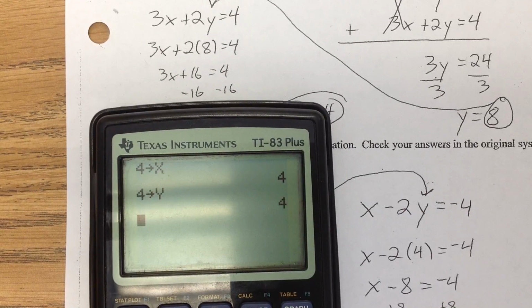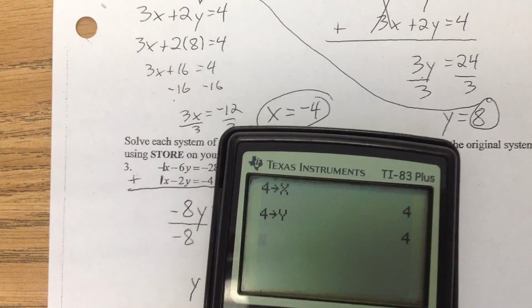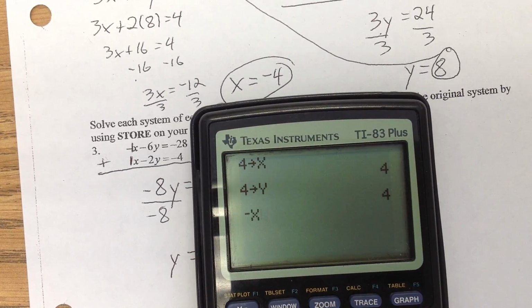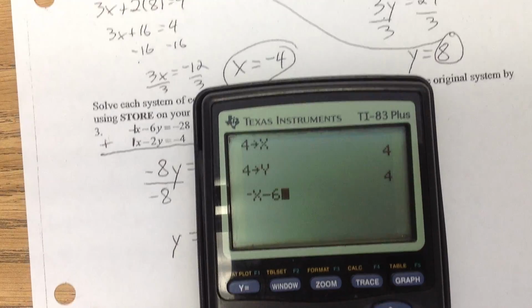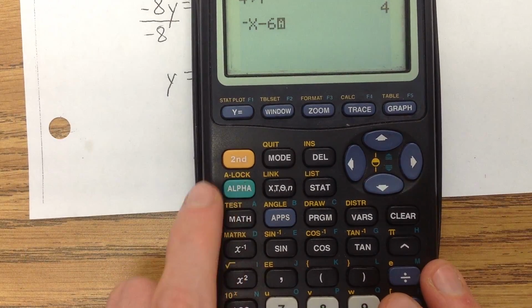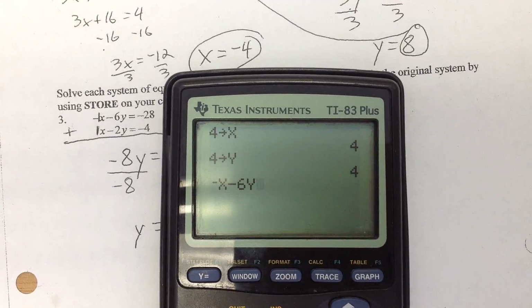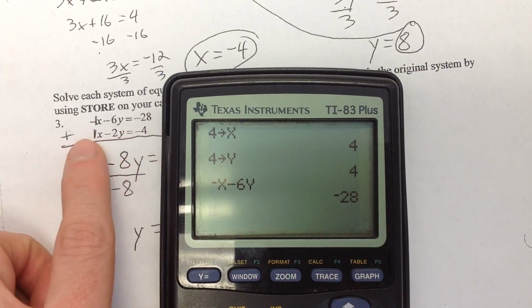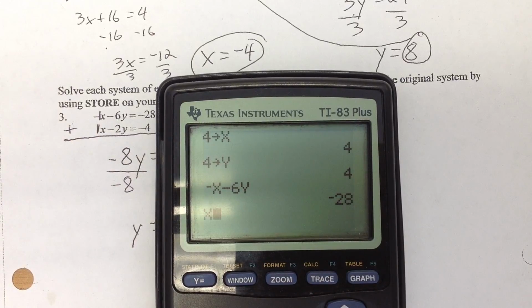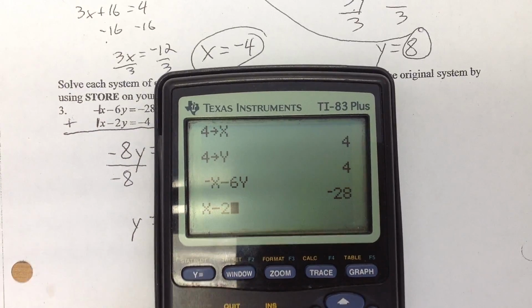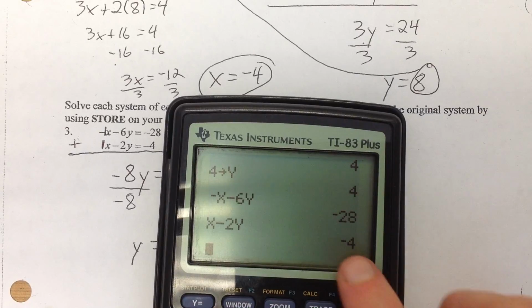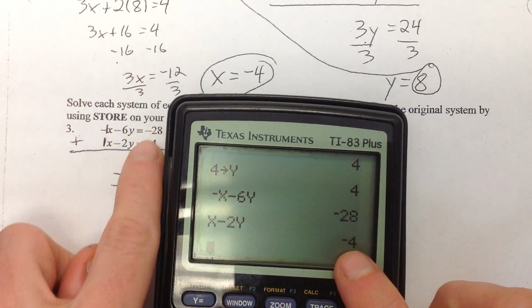And that's going to give us 4 arrow y. And what this does is, the calculator is going to plug the numbers in for us, so that when we type in the first equation, negative x minus 6, and then again, alpha 1 to get the y, and we hit enter, we're going to see that it's negative 28, just like it should have been. Down here, if we type in x minus 2, again, alpha 1, y, hopefully we're going to get negative 4, and we do. So both of those check out.